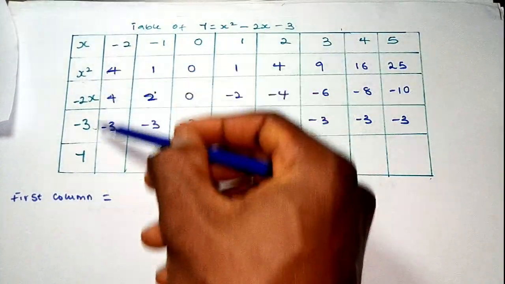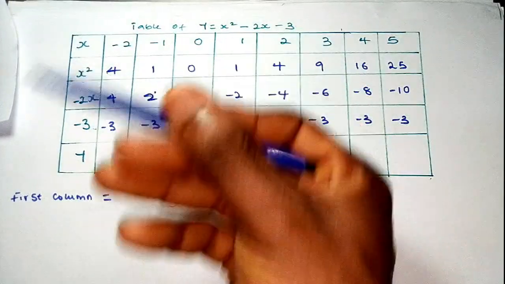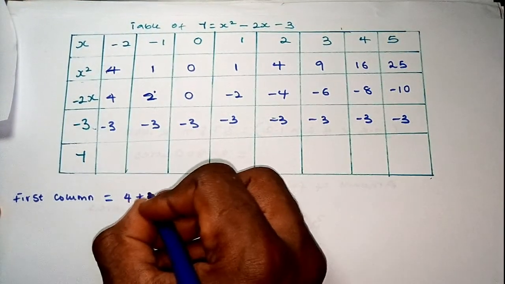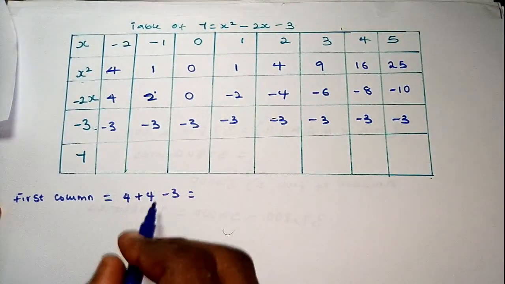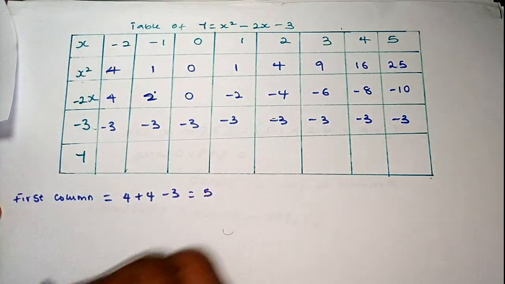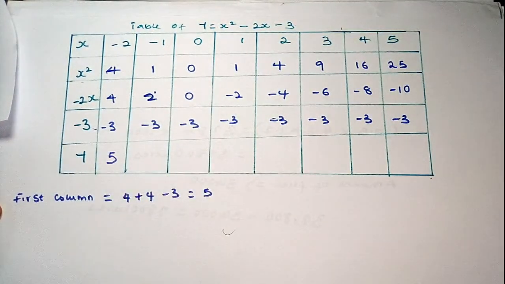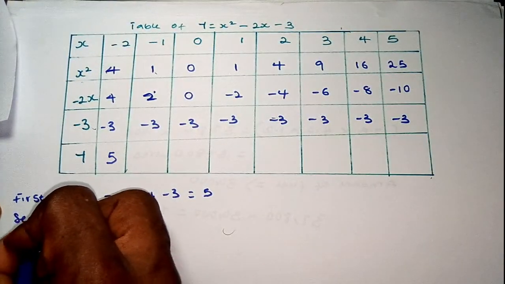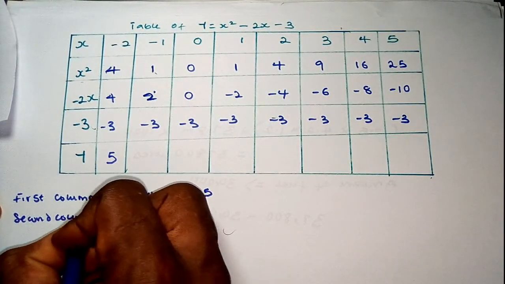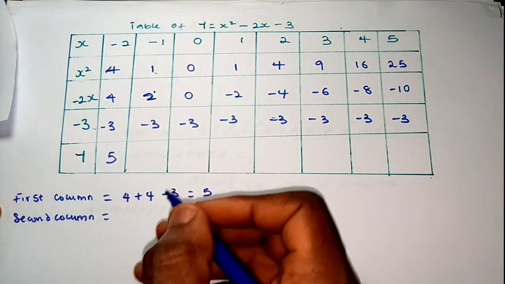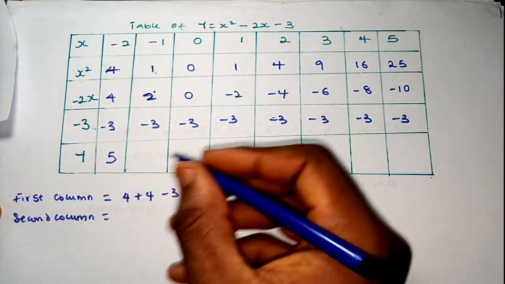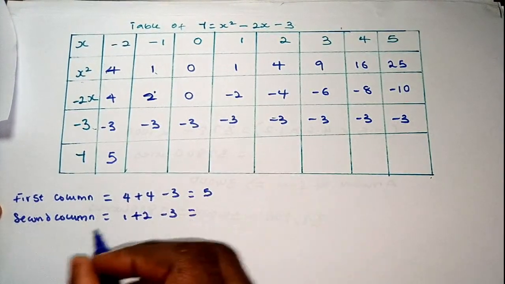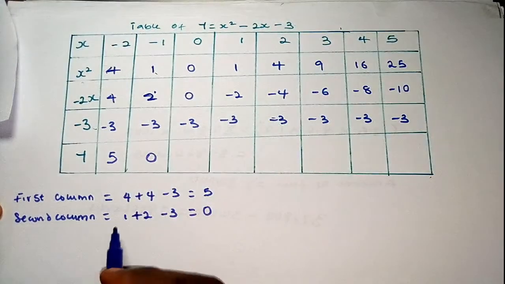Now we're going to add these 3 up. So the first column, we're going to add these 3 up to get the value for y here. So for this one we're going to do 4 plus 4 minus 3. Now 4 plus 4 is 8, minus 3 will give us 5. We'll put a 5 here, so this is the value for y. Then this second column, you could easily just do it without putting it down here, but I'm just doing this for accuracy's sake. So we're going to have 1 plus 2 minus 3. So this will give us 0, obviously, because 1 plus 2 is 3.